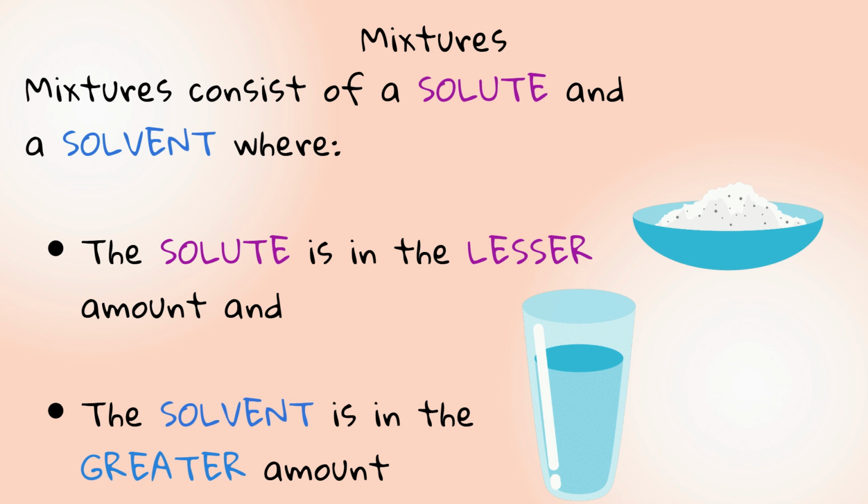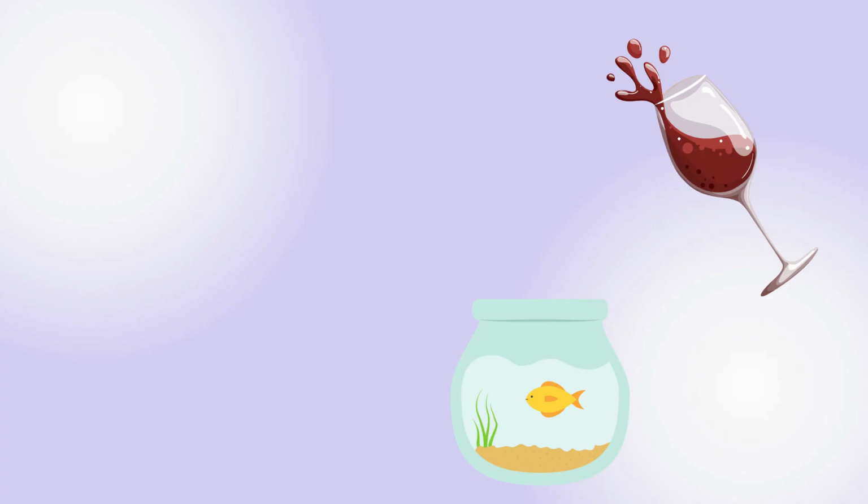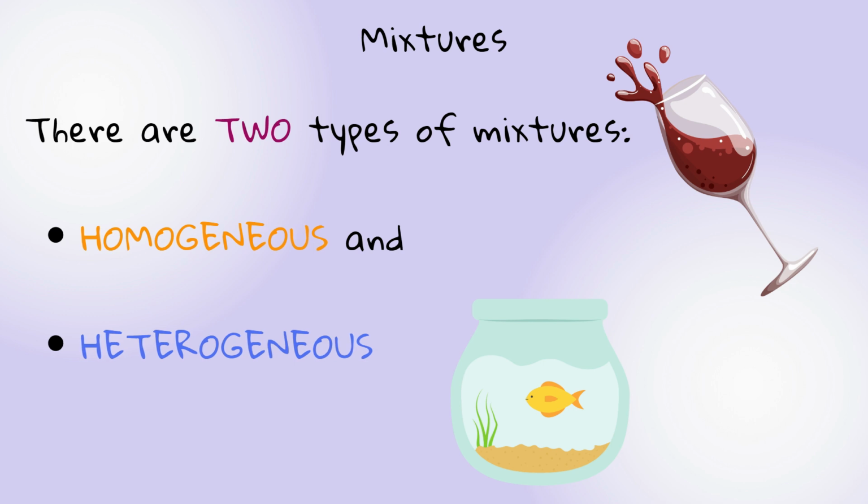Mixtures consist of a solute and a solvent, where the solute is in the lesser amount and the solvent is in the greater amount. There are two types of mixtures. You have homogeneous and heterogeneous mixtures.